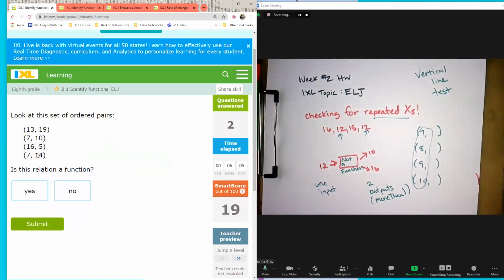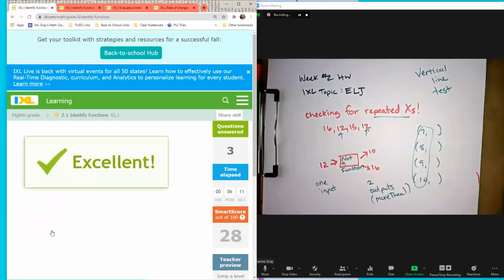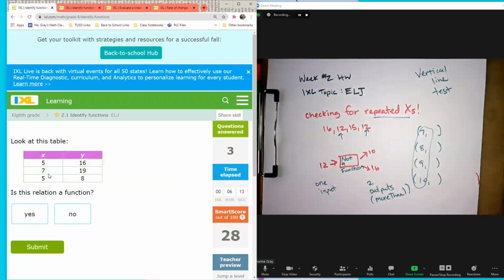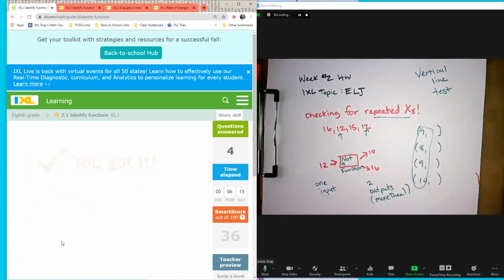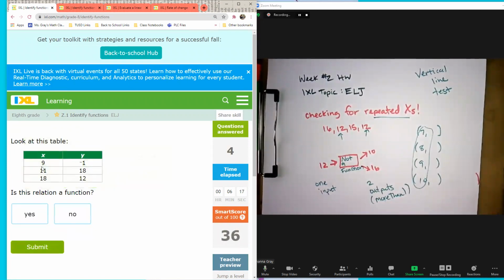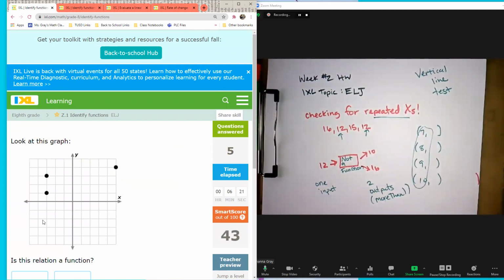Checking x's: 13 sevens, 16 7. Problem here with the sevens, that is not a function. No repeated x's. 5, 7, 5, definitely no. 9, 11, 18, they're all unique. So really that's all you're checking.